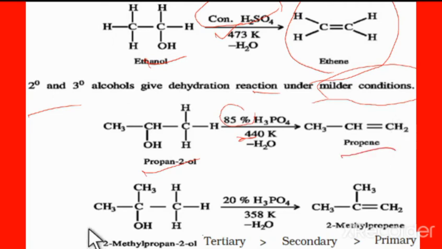Whereas the tertiary alcohols require very mild conditions. When 2-methylpropan-2-ol is treated with 20% phosphoric acid at 358 Kelvin, it gives 2-methylpropene. Among tertiary, secondary and primary alcohols, tertiary alcohols undergo dehydration most easily, rather than secondary and primary.